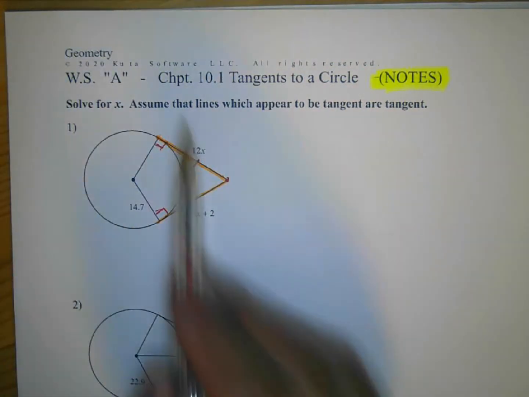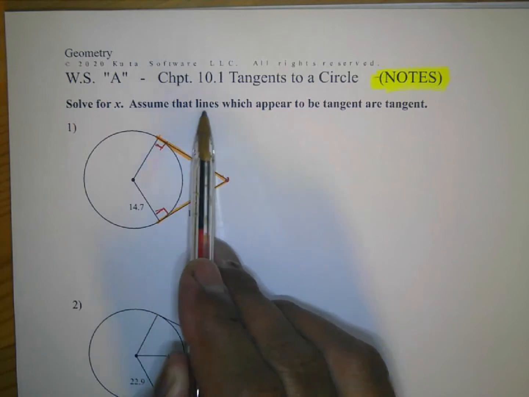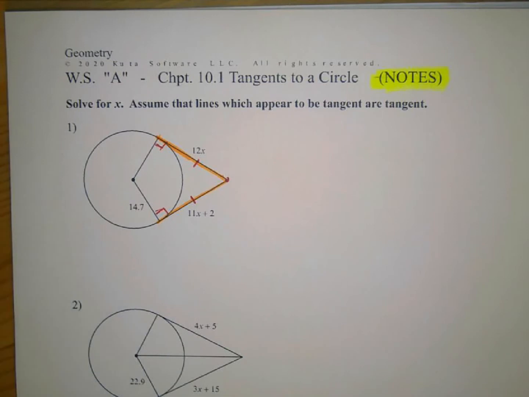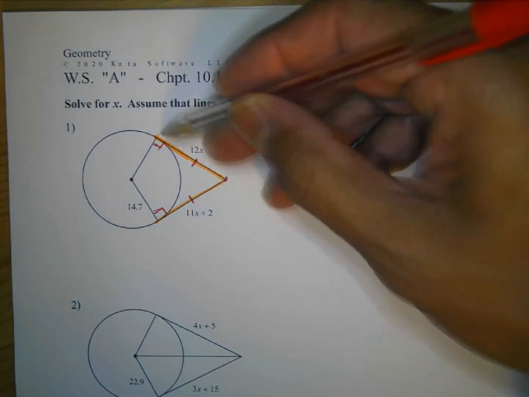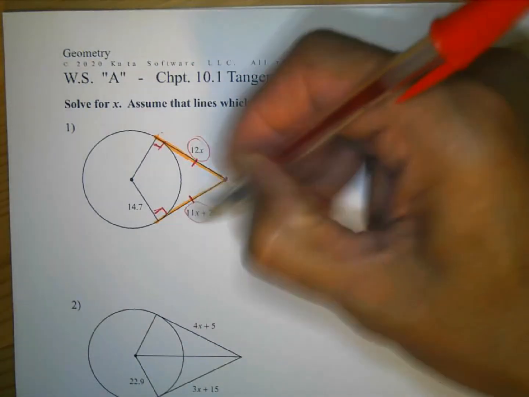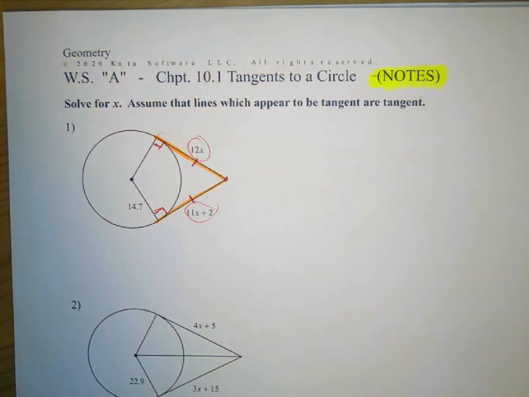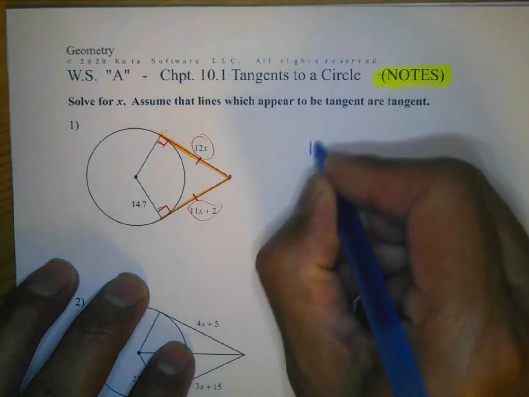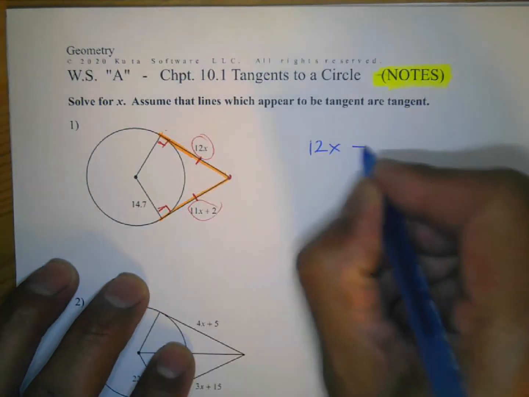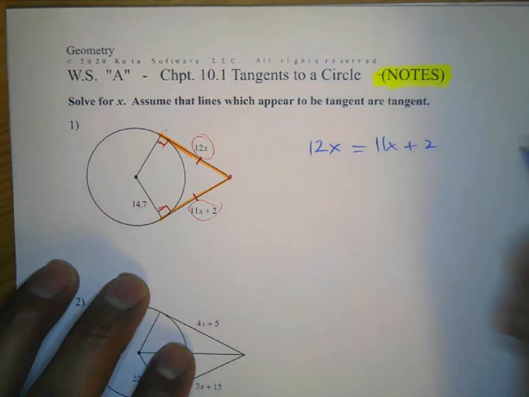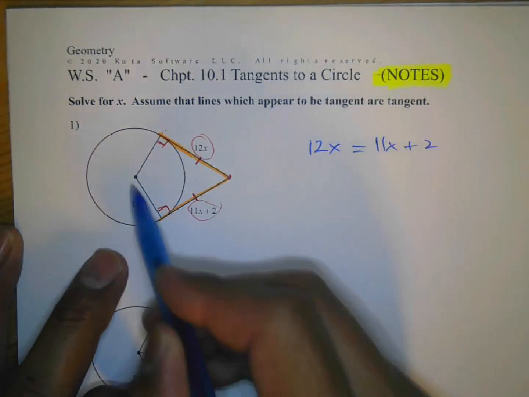It says solve for x. Assume that lines which appear to be tangent are tangent. Well, they do look tangent to me. So this is what you have. If you have an external point with one tangent line, and from that same point you have another tangent line, then these two parts are congruent. And what do we know in geometry? What do we do with congruent parts? We set them equal to each other. So we're going to have 12x equal to 11x plus 2.